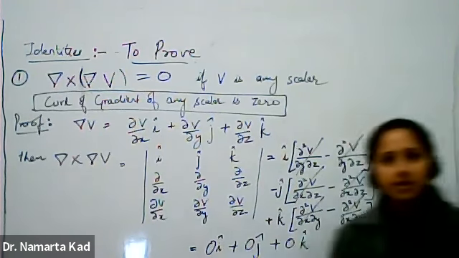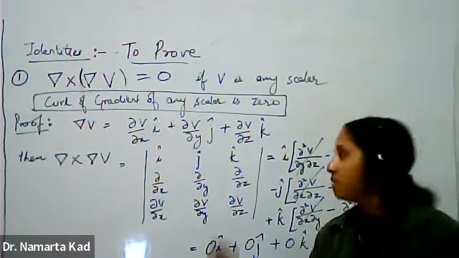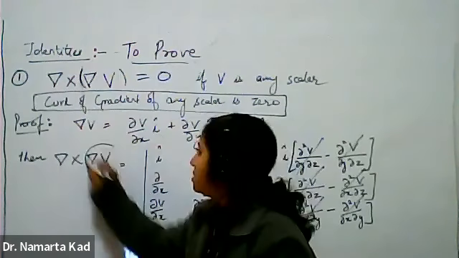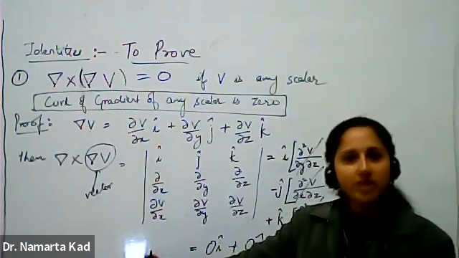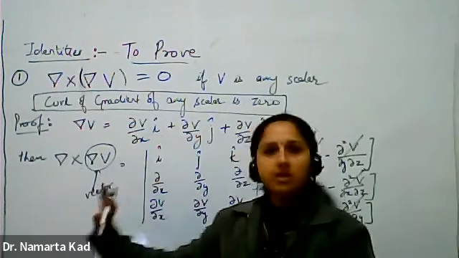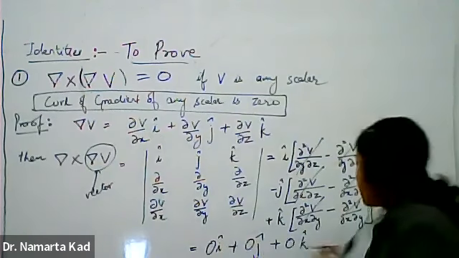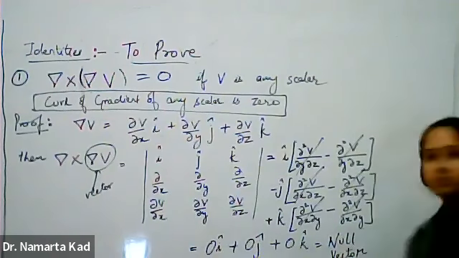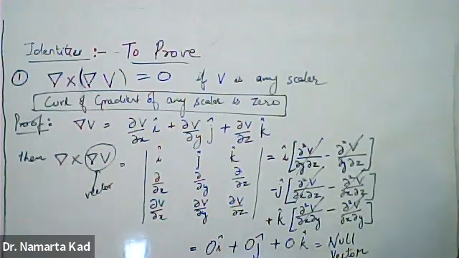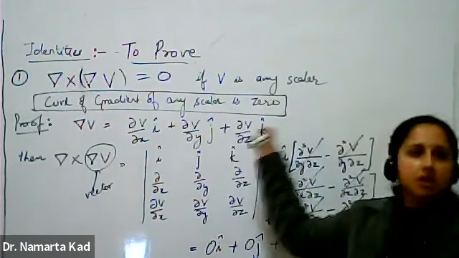We don't write it directly as 0. We write it in the form of a vector. Why in the form of a vector? Because the curl is always taken for a vector quantity, so the curl of any vector is a vector quantity. So don't directly write it as 0; write it as a null vector. This is our first identity, that the curl of the gradient of a scalar is 0.